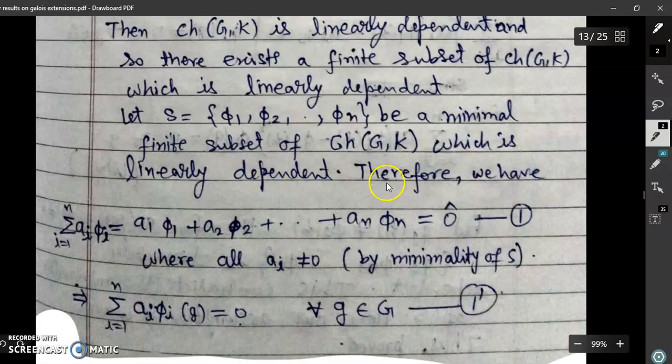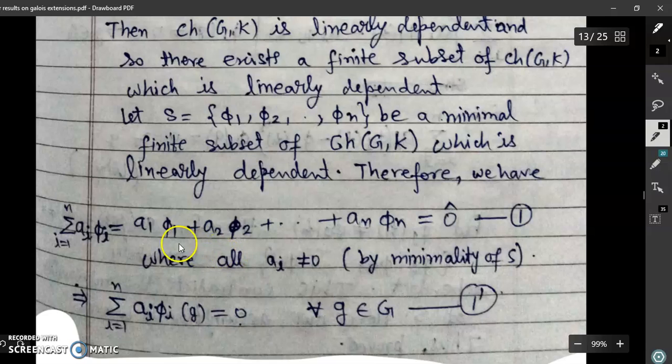So by definition of linear dependence, we have some scalars a1, a2, ..., an so that the linear combination is the zero map. The zero map brings every element of G to the zero of K. Now remember that none of a1, a2, ..., an will be zero because S is a minimal subset.